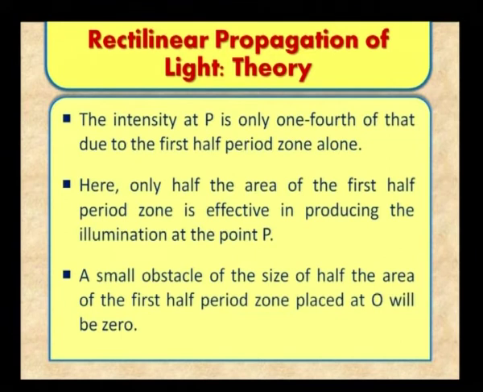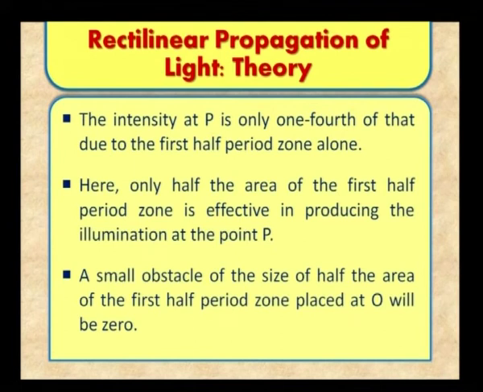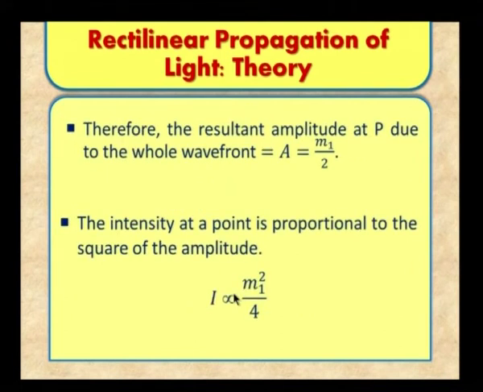So, the essential point is, if the plane wave front is divided into 100 half-period zones or 200 half-period zones, whatever be the number, the resultant intensity that you are getting at the point P, where the boy is standing at the back of the boy, is due to only the amplitude of the first half-period zone. What is M1? It is the light coming from the first half-period zone, that is your displacement. The intensity will be proportional to M1 square by 4. It is 1/4 of the displacement square that you are getting as the resultant intensity.